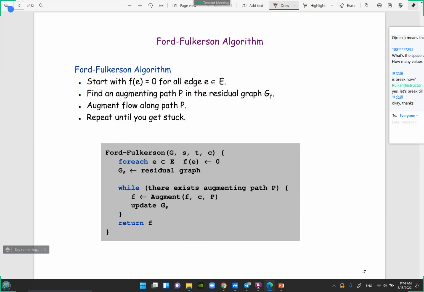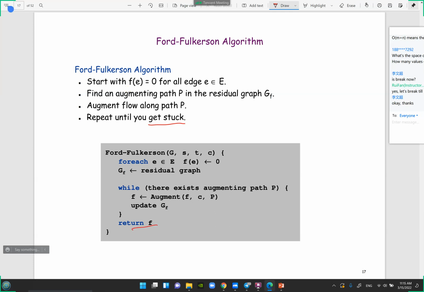Okay, so now we're going to look at the first algorithm for max flow, which is called the Ford-Fulkerson algorithm. The way this works is just exactly what I said. You start with an initial flow, which is 0 on all the edges, and then you just keep looking for augmenting paths. As long as you can find an augmenting path, you can increase the flow. And eventually, if you get stuck because there are no more augmenting paths, then you return your flow.